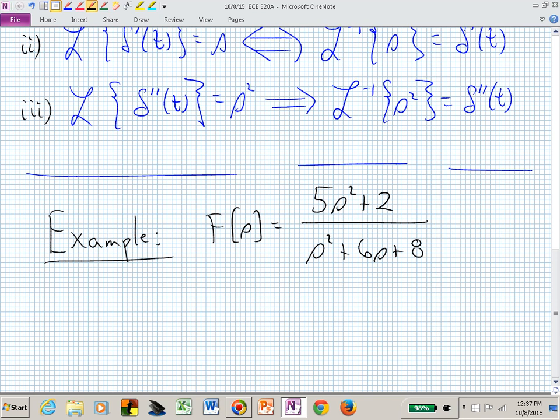What are you hoping to see? You would like it to be strictly proper, which means the numerator has a degree strictly less than the denominator's degree. Is that the case here? No, this is actually a proper transfer function.